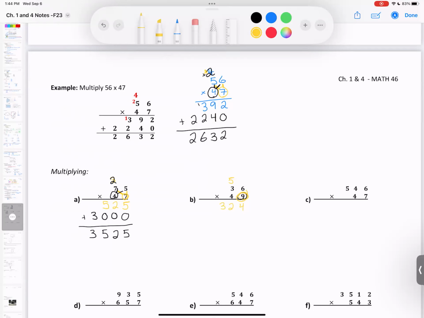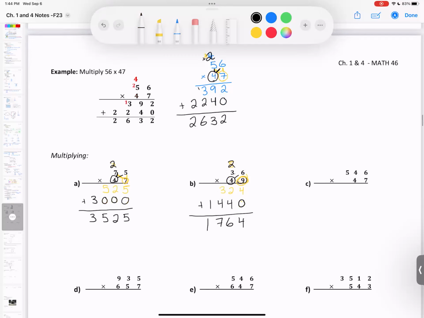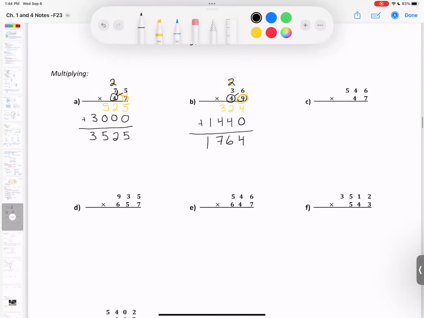Okay, we're moving down a digit, or moving over a digit. So we're going to start by putting a 0 here. And now we're looking at this 4. So we've got 4 times 6, gives us 24, carry the 2. 4 times 3 gives us 12. Add the 2 for 14. And now we can add those two numbers together. And we get 1,764. So try these next ones and see if you're able to multiply them.